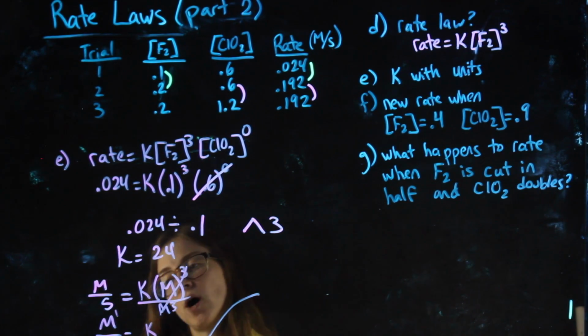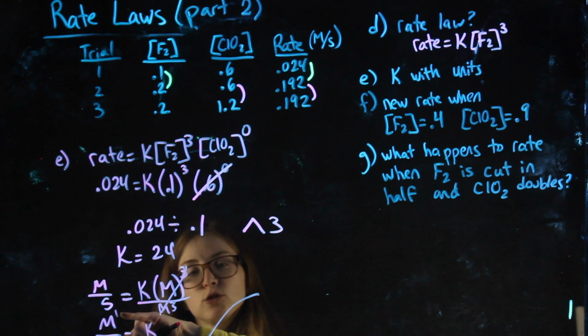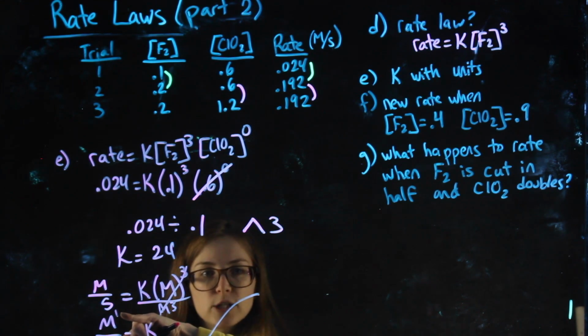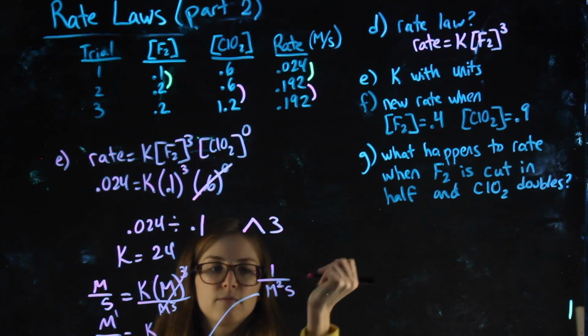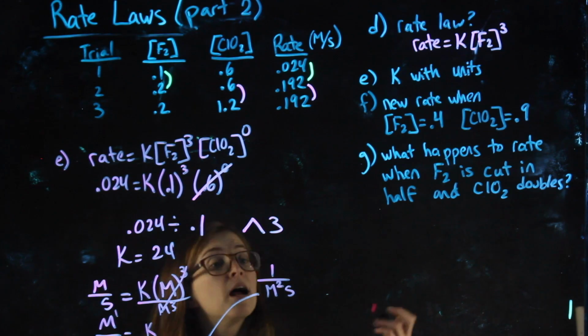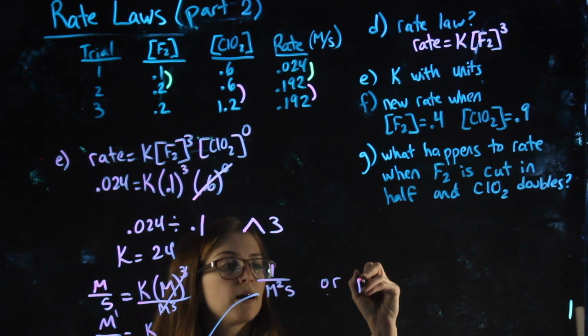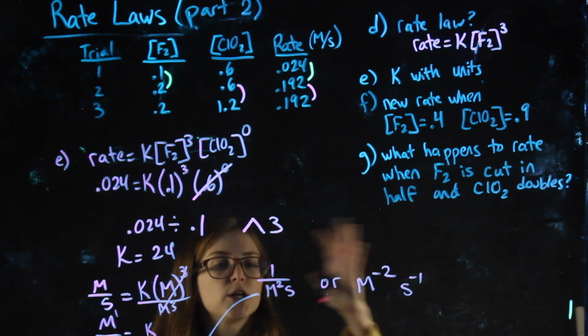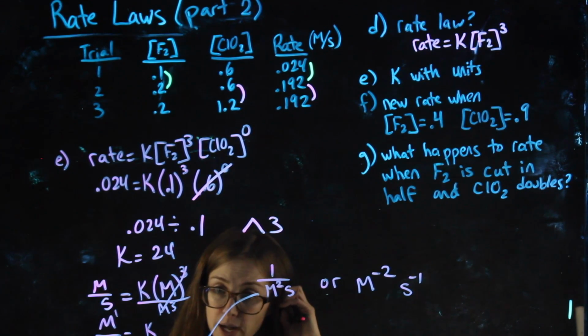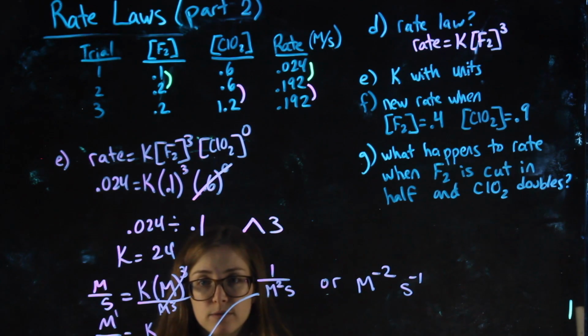So if you think of this as a 1, you can subtract those two numbers. 3 minus 1 is 2. And since the bigger number was on the bottom, it's going to end up on the bottom. And those are my units for k. If you want to write them m minus 2, s minus 1, not in the denominator, that would also be okay. Whichever way works for you.